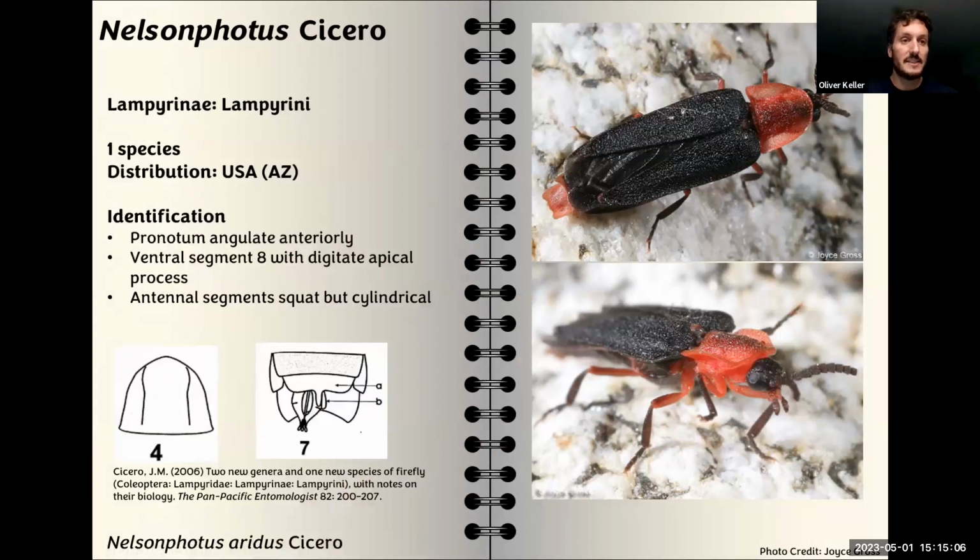All right, next genus in the same subfamily and tribe is Nelsonphotus. Very, very rare and not often collected. I think Arizona and maybe California is the distribution for these guys. The pronotum is angulate anteriorly, so like you have these little angles.